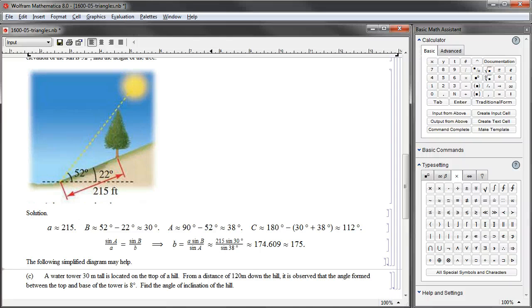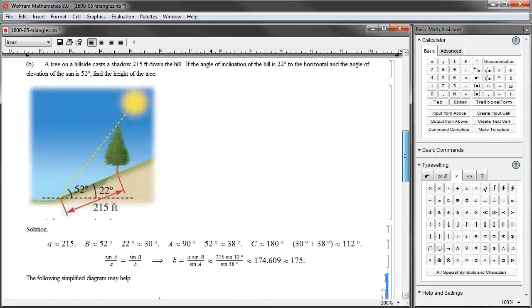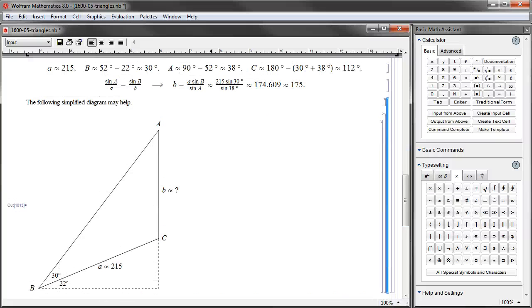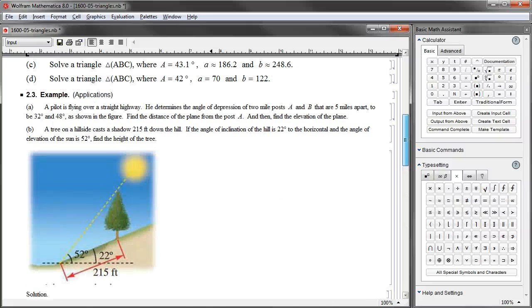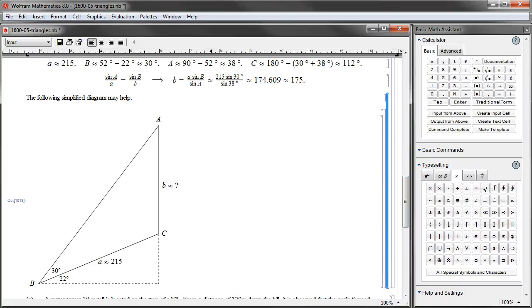And here is the simplified version of the problem. Capital A is the tip of the tree, capital C is the base of the tree, capital B here is the tip of the shadow. And then the distance between the base of the tree and the tip of the shadow is about 215 feet. And the angle of inclination was 22 degrees for the hill and 52 degrees for the sun. And that gives us the difference between the two, 30 degrees, as the internal angle capital B.